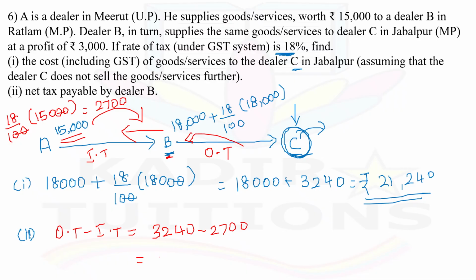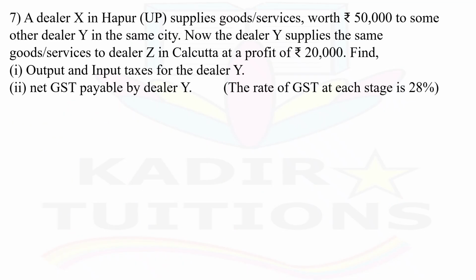Okay, so the answer is going to be 0, and here it's 4. In 12, 7 goes, you will be getting 5. Yes, so rupees 540 is nothing but the net payable by dealer B. So here ends question 6. Let's see question number 7.